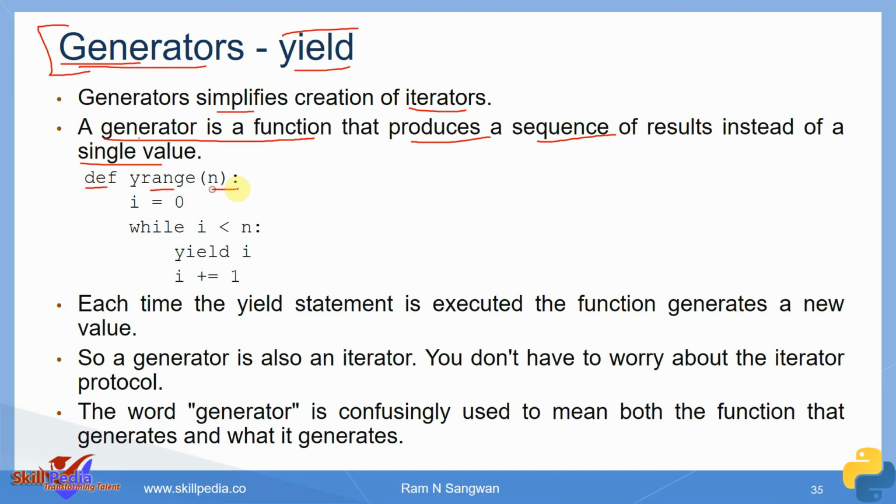Like def y range n, i equal to 0, while i less than n, yield i. So what is the meaning of this yield? What exactly will happen? And i plus equal to 1. Each time the yield statement is executed, that is yield i is executed, the function generates a new value of i. So a generator is also an iterator. You don't have to worry about the iterator protocol, meaning incrementing or decrementing the value. We don't need that. The word generator is confusingly used to mean both the function that generates and what it generates.